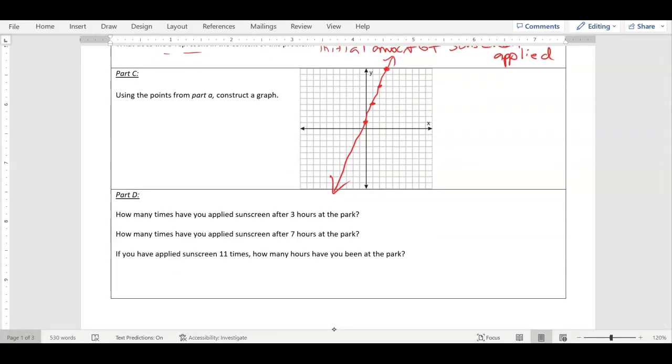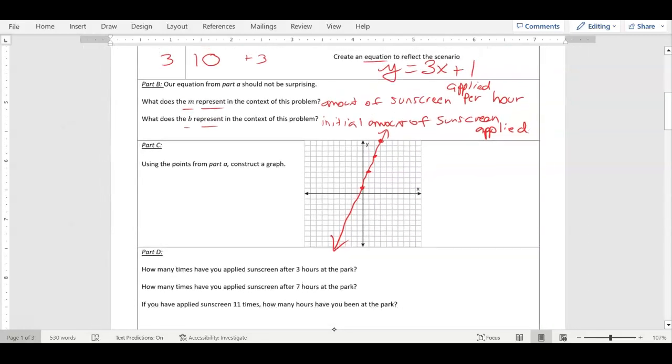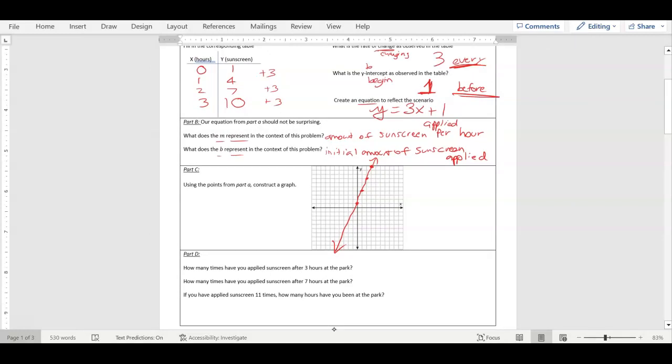Now, this last part, you're going to be using that equation, y equals 3x plus 1, and answering these questions. How many times will you have put on sunscreen after 3 hours in the park? What do you think? Now, it's already on our table. When we have 3 hours, right next to it is 10. You could also graph it on your calculator and look at the table. So when x is 3 hours, the y value we get is 10 layers of sunscreen. Wow. Very sunscreened up.